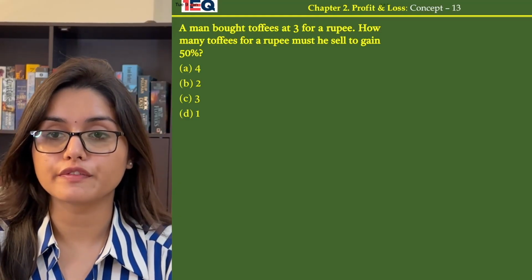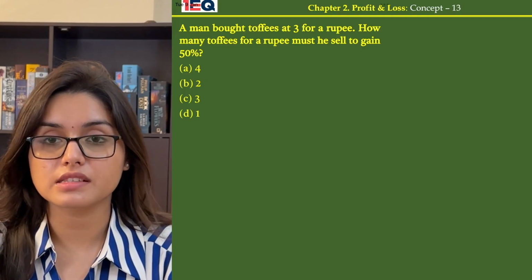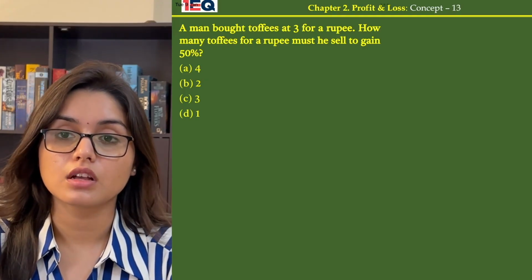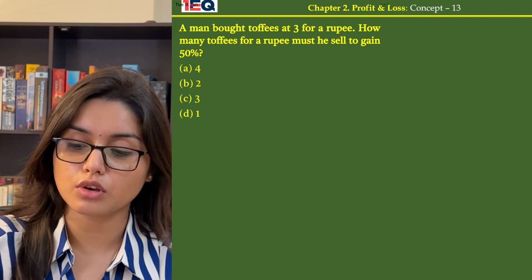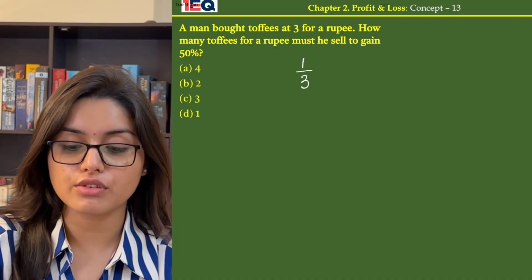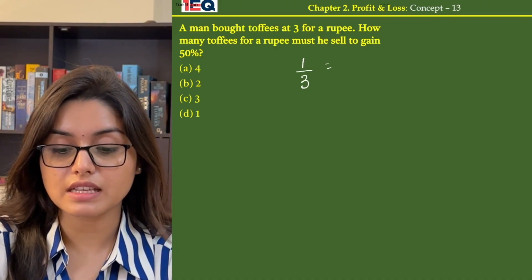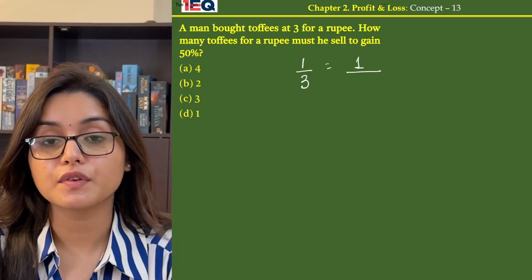A man bought toffees at 3 for a rupee. How many toffees for a rupee must he sell to gain 50%? So in the given question, a man bought 3 toffees for a rupee. So the cost price of one toffee will be 1 by 3 and he wants to sell it at a price making sure to gain 50% on it.